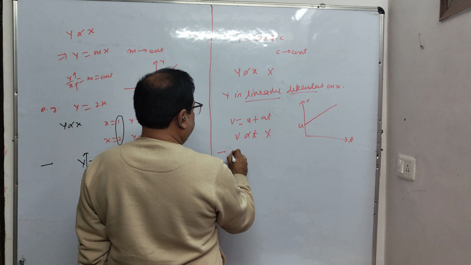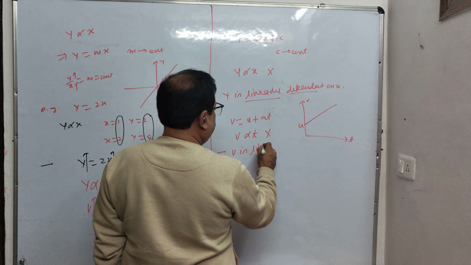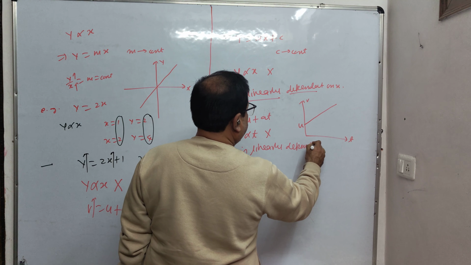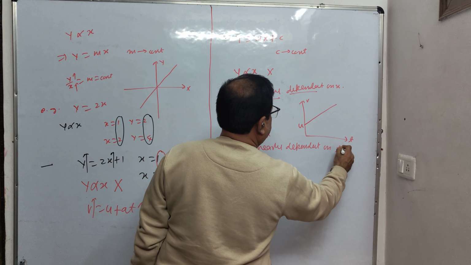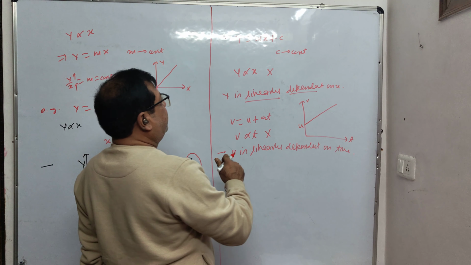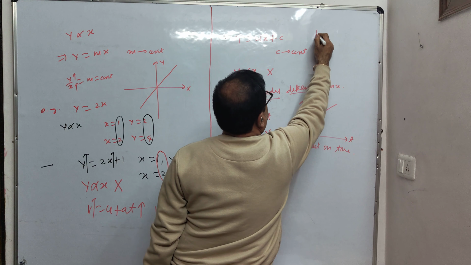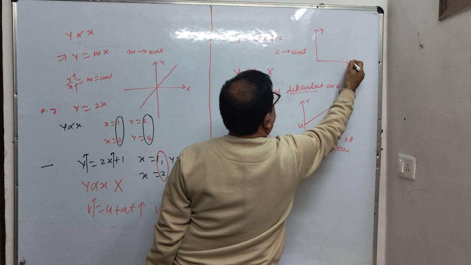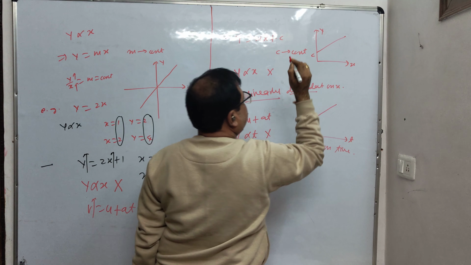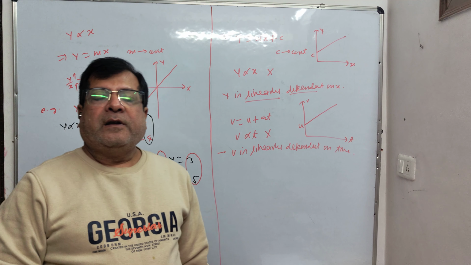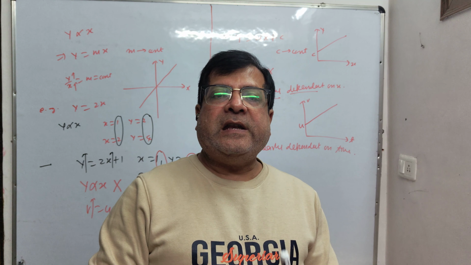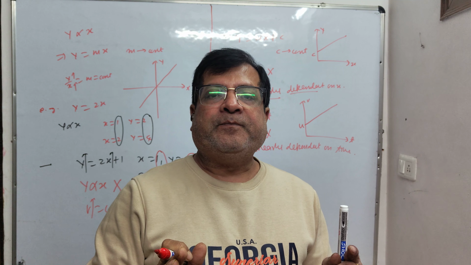We have to write v is linearly dependent on time. So if you draw the graph y versus x, its graph is this. It is also a straight line, but it is not passing through the origin. So when you say something is directly proportional or something is linearly dependent, both are different things.